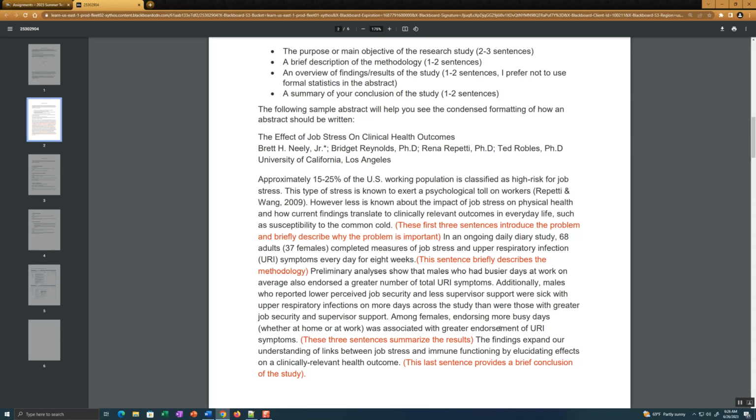In our current study, you don't need 3 sentences because only one hypothesis was supported. So mention that here. You could do that in 1 to 2 sentences. This is a little bit more complicated results-wise because they had multiple things that worked out for them. We didn't. The findings expand our understanding of links between job stress and immune functioning by elucidating effects on a clinically relevant health outcome.